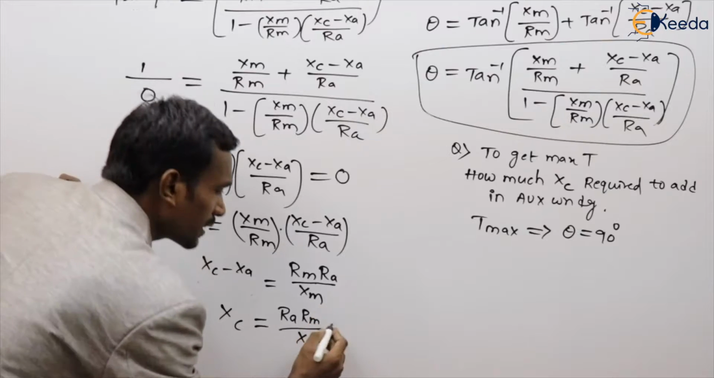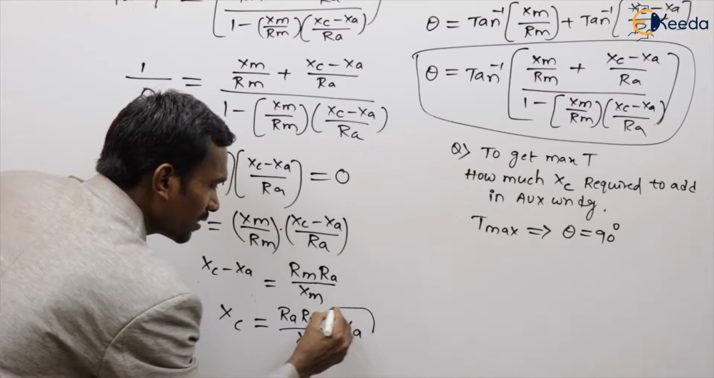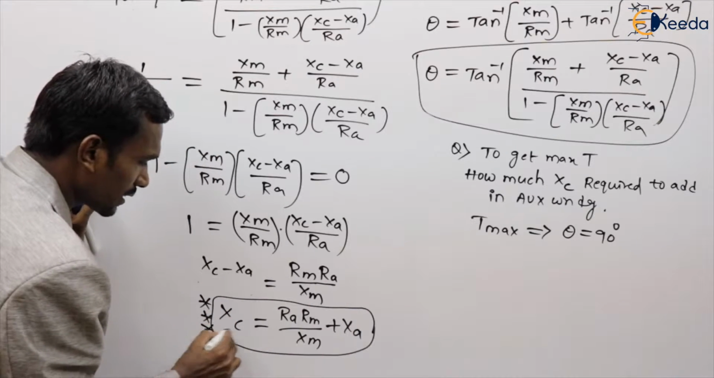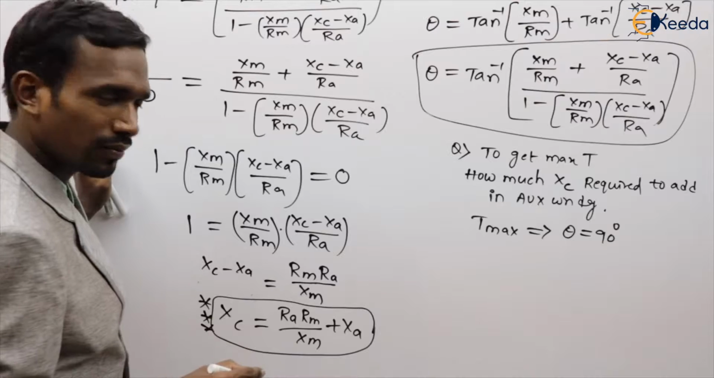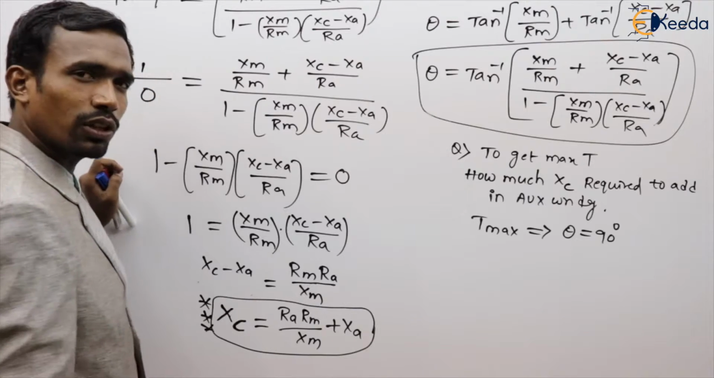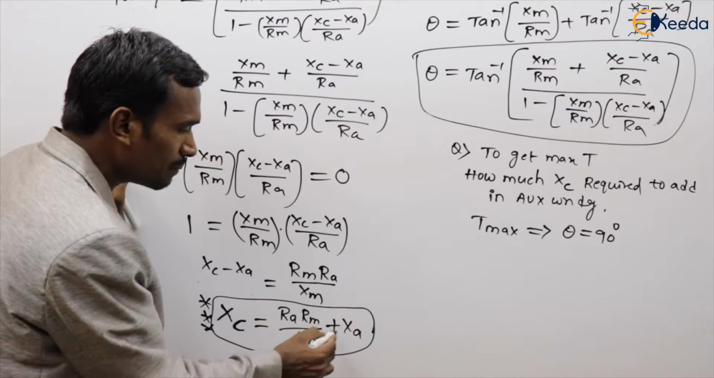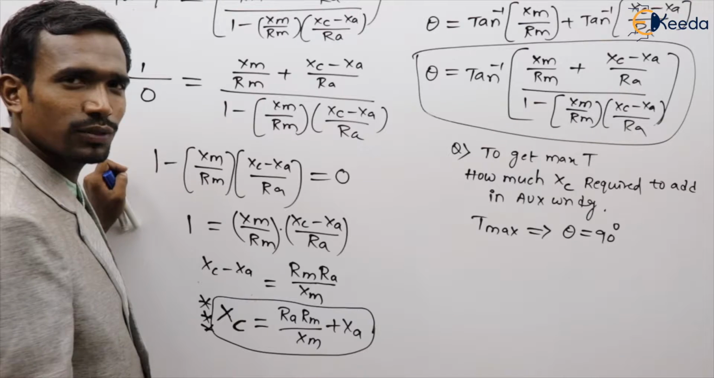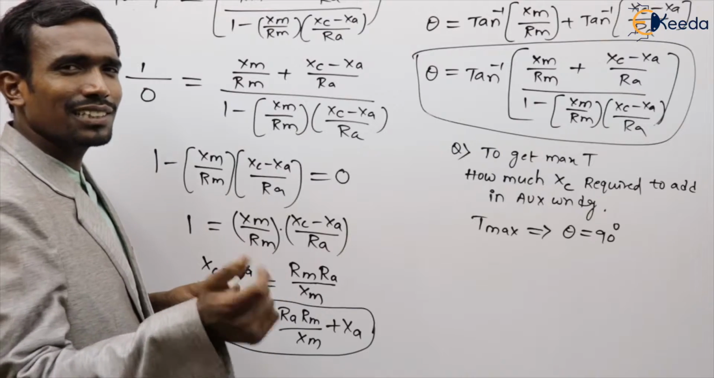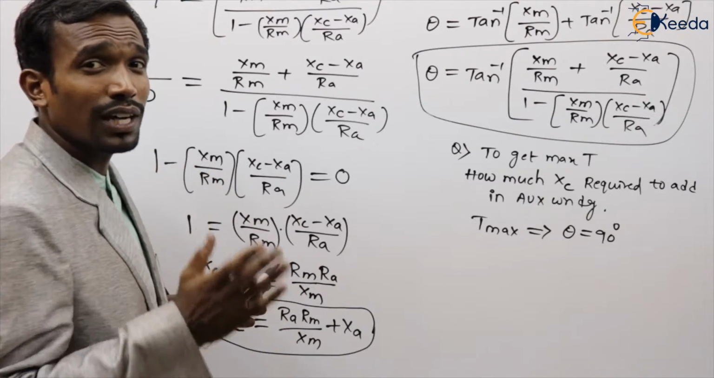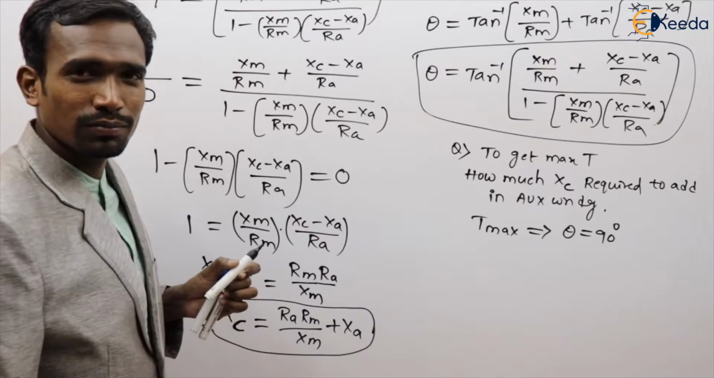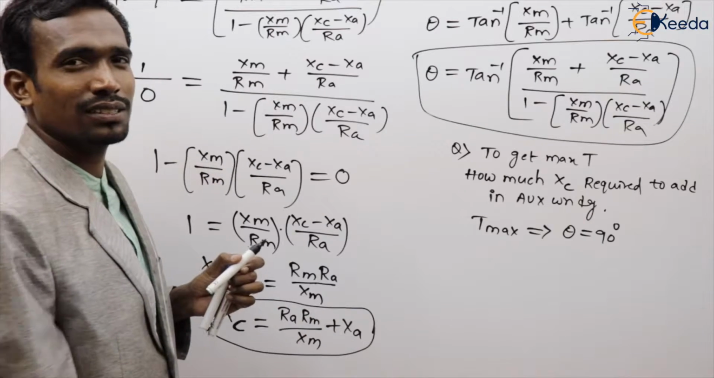when this Xa comes here, plus Xa. This is very important. Previously they asked 2 times in GATE. Xc, the capacitor reactance to get the maximum torque, is equal to Ra Rm by Xm plus Xa. If you have an idea of this equation, you can get the answer within seconds. If you don't have an idea, you have to solve all this in your GATE exam. It will take nearly 5 to 10 minutes.